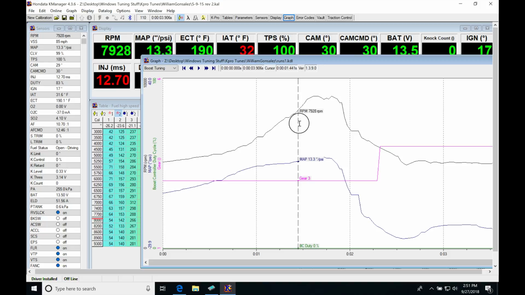We're going to be able to see that the same kind of information. We have engine RPM. We have our map pressure here. We have our gear that we're in. This was third gear. And then we see that we have our duty cycle amount here, our actual boost control duty cycle output, which was 0%.